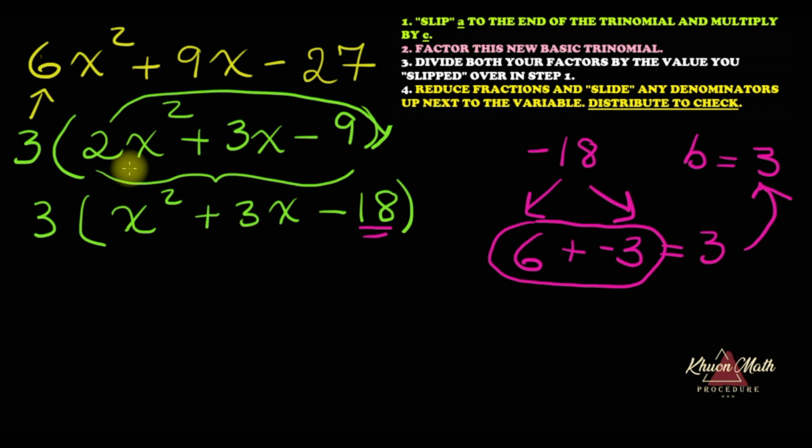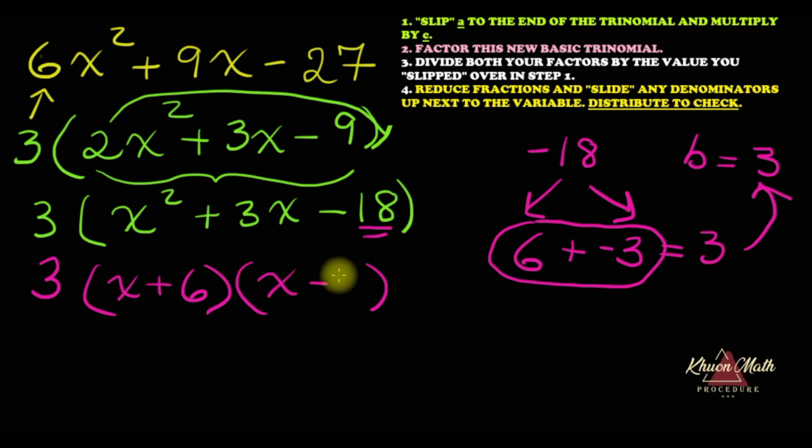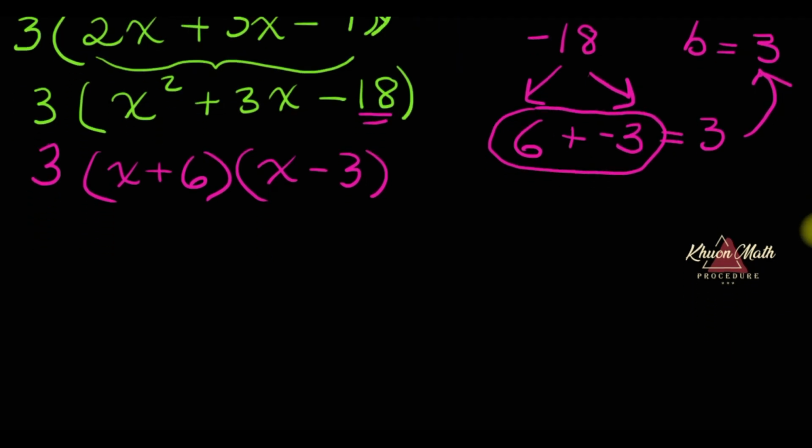All right, so what do we do with those two numbers? Well, we're going to use those two numbers, and we're going to write it out in factor form. So we leave the 3 alone, and then we turn the x squared plus 3x minus 18 into x plus 6 times x minus 3. And that is step number 2. Now let's move on to step 3.